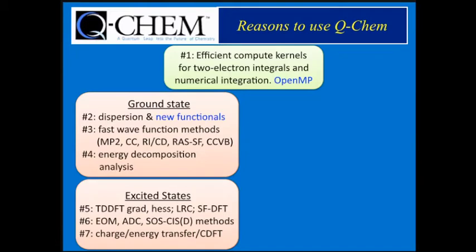Then reasons number 5, 6, and 7 to consider using Q-Chem are associated with excited states. We are one of the only codes that includes the analytical TDDFT Hessian in addition to analytical gradients. We have quite unique spin flip TDDFT methods and a very much state-of-the-art coupled cluster package for doing excited states, as well as some simplified methods. That's the SOS-CIS(D) type family there.